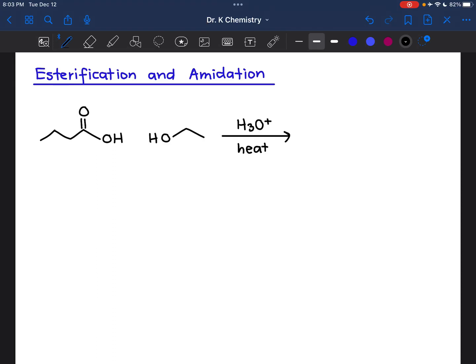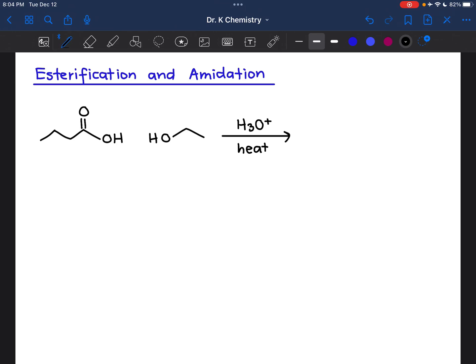In this video, we will cover the reactions of esters and amides. So we're going to do an esterification and an amidation reaction. And the reason I'm lumping these together into the same category is because they behave very similarly. So in either case, they're going to produce a water molecule.